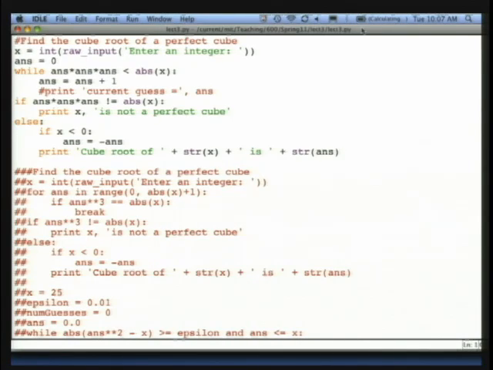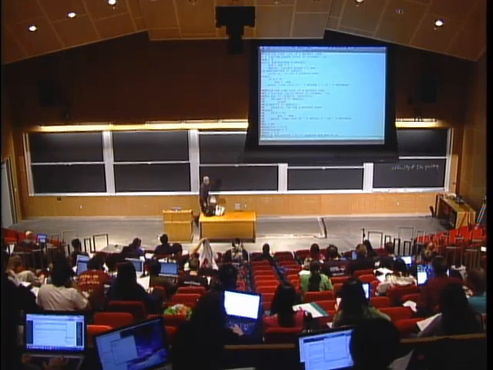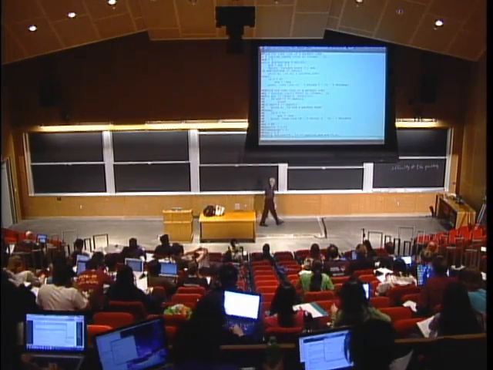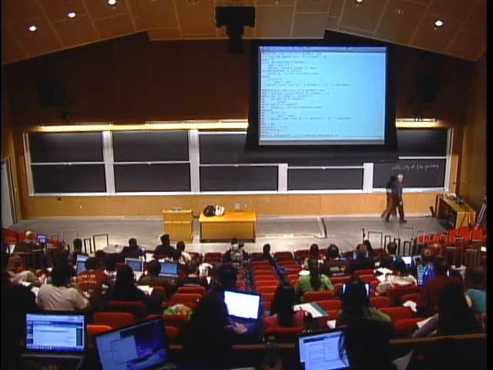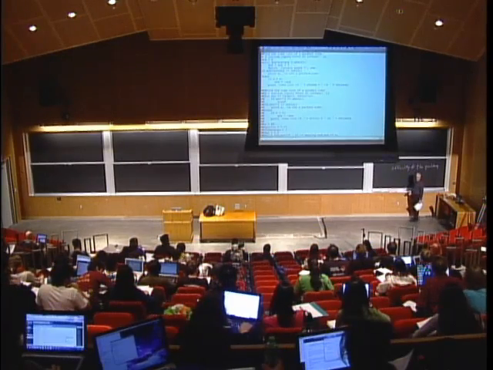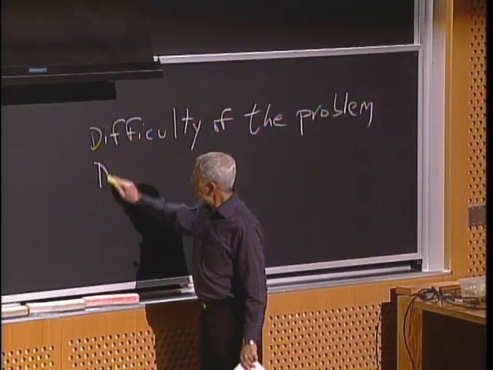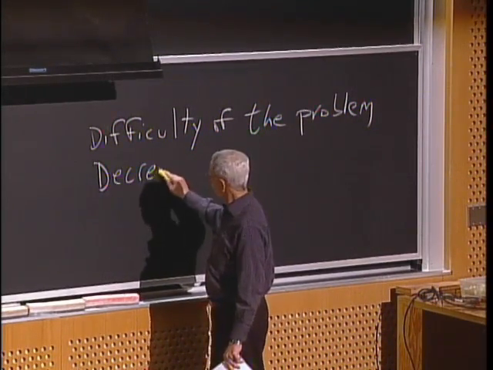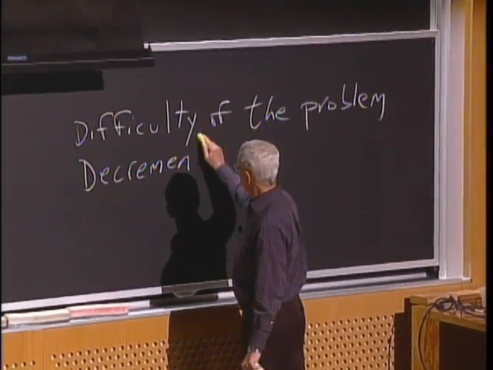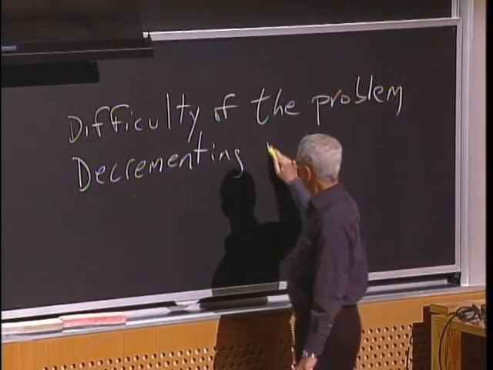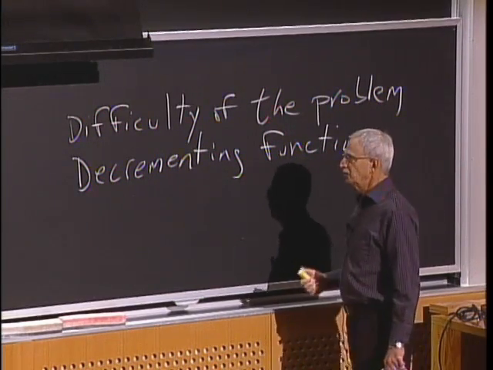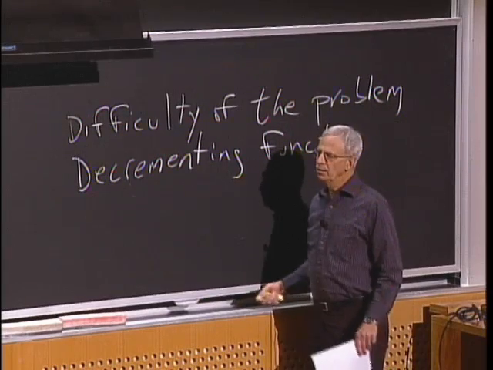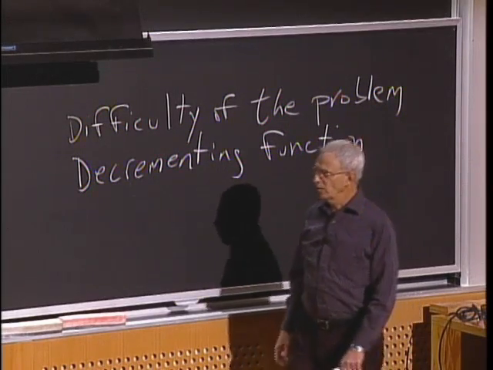How do I know that? And that's a key question. I know that because I've used, and I mean used as a mental tool, something in my head, the notion of a decrementing function. And every time I write a loop, I think about one of these, because that explains to me why the loop is guaranteed to terminate.